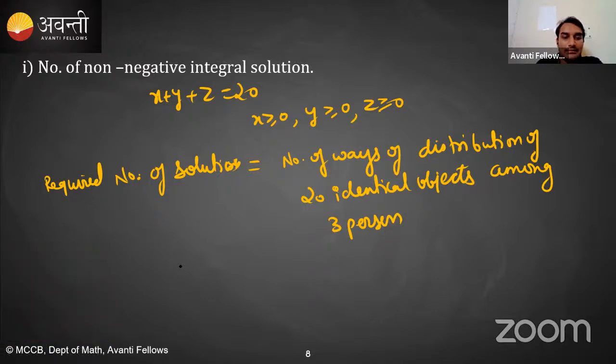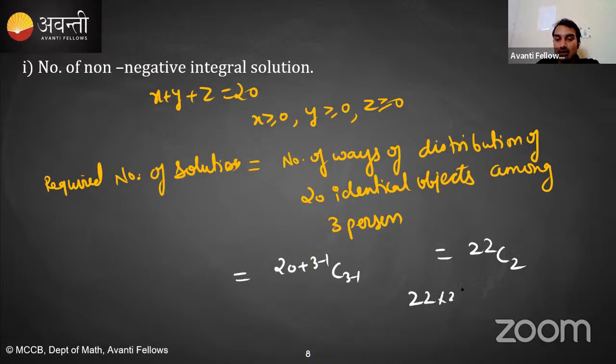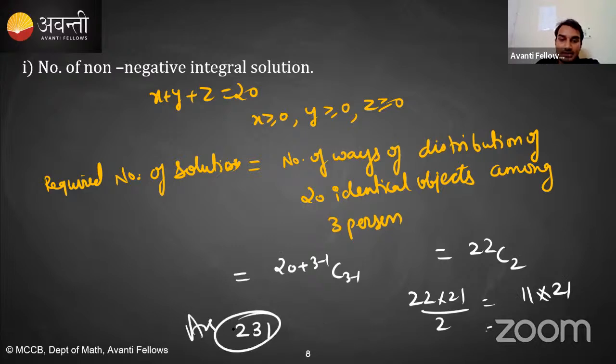Okay, what is the answer? How do we divide 20 identical objects among 3 persons? 20 plus 3 minus 1 C 3 minus 1, which is 22C2. Clear? So solve it: 22 into 21 by 2, so 11 into 21 is the answer. 11 into 20 is 220, plus 11, so 231 is the answer. Clear? Just remember how it came: 22C2 is the answer.